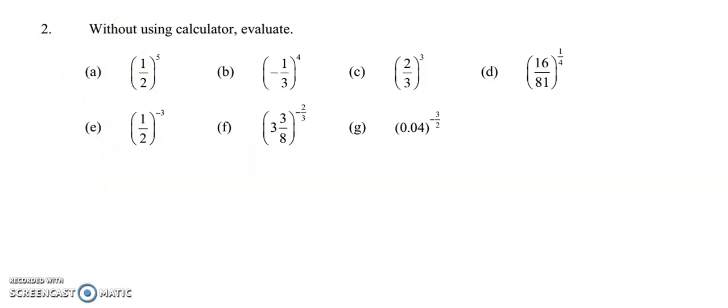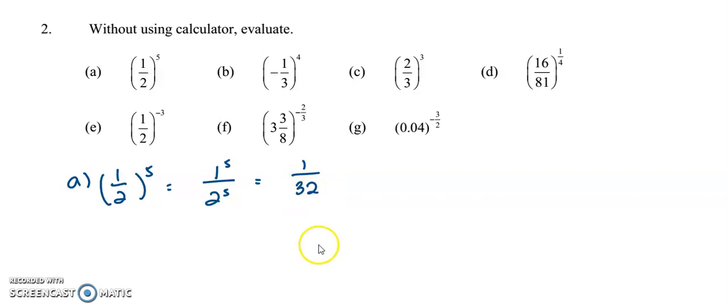Question A. 1 over 2 power of 5, meaning 1 power of 5 over 2 power of 5. Of course, if this is an index number with base 1, we don't mind what the power is. It will always get back 1. And 2 power of 5 without using a calculator, you must remember that this is equal to 32.